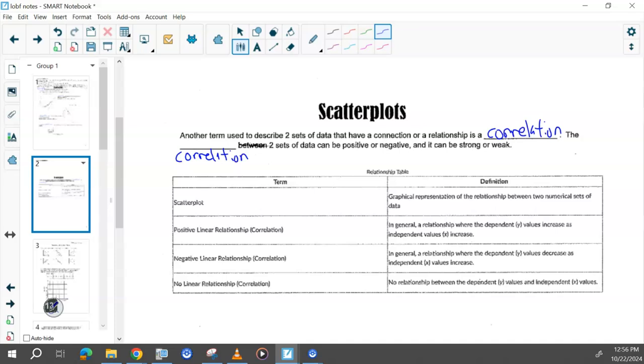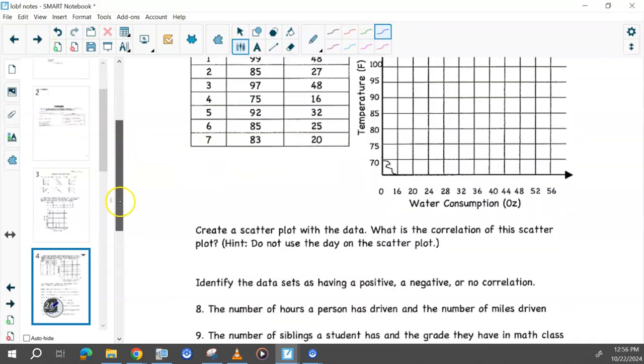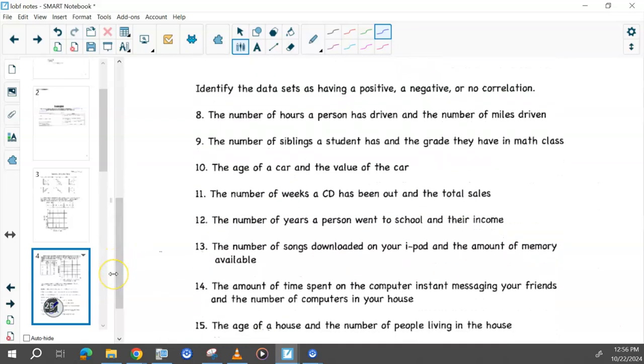We're not going to do a lot of the practice with scatterplots, but it is there if you need to go back and practice with that. But go to page 4, the back of the next page. And we'll just go through a few of these and then move on.